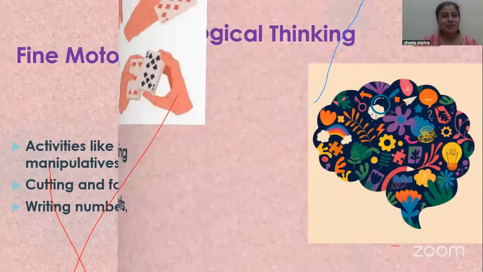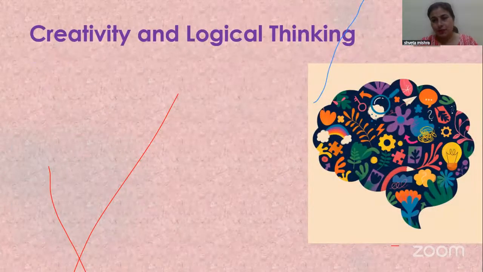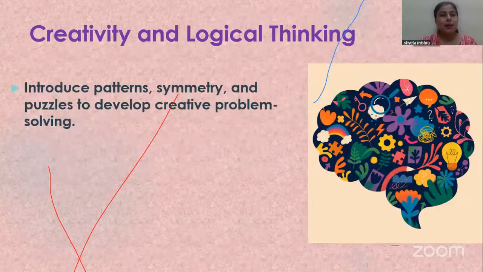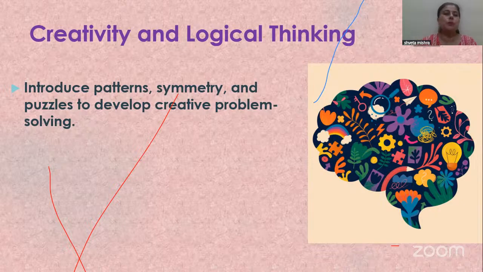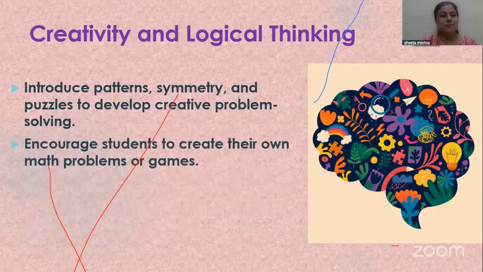No. Now, creativity and logical thinking, how does this happen? Introduce patterns, symmetry, and puzzles to develop creative problem solving. There are many questions which many a times are picture based. The child needs to observe the picture and solve. Thus, we need to build this kind of creative problem solving in the children to incite creativity and logical thinking.